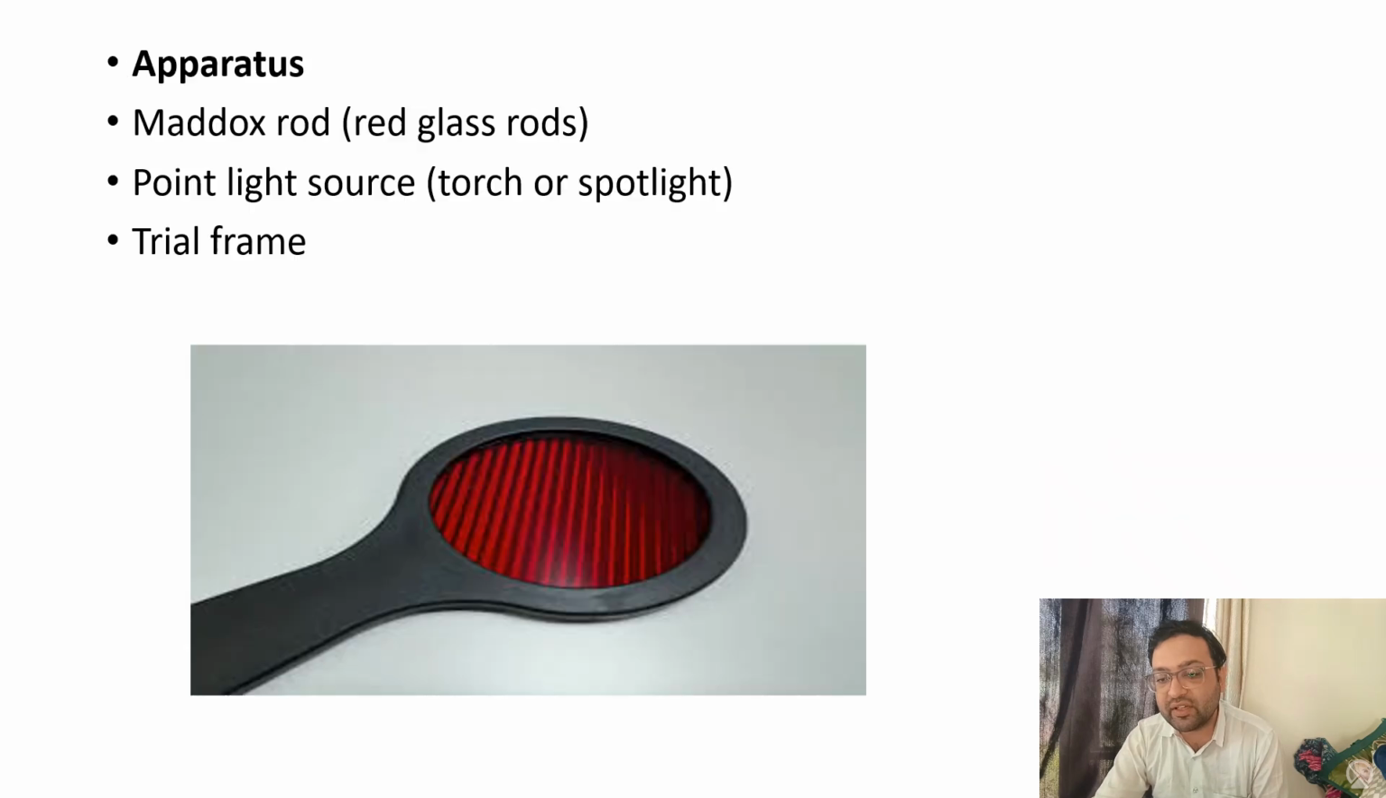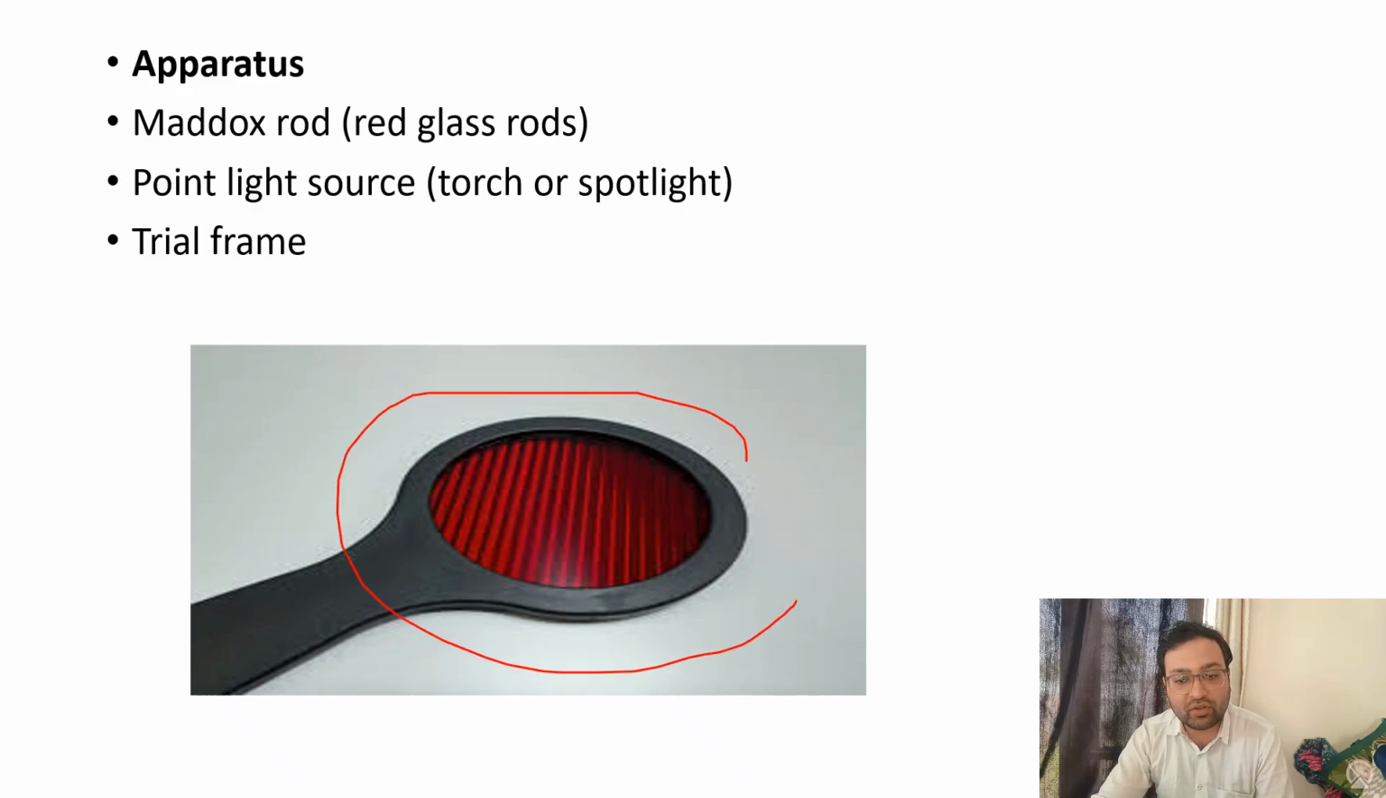This is another very important test. So how does it help? You can see this is a Maddox rod. Here these are cylindrical lenses which are placed. It is made of red glass rods. A point light source is required and a trial frame is required.